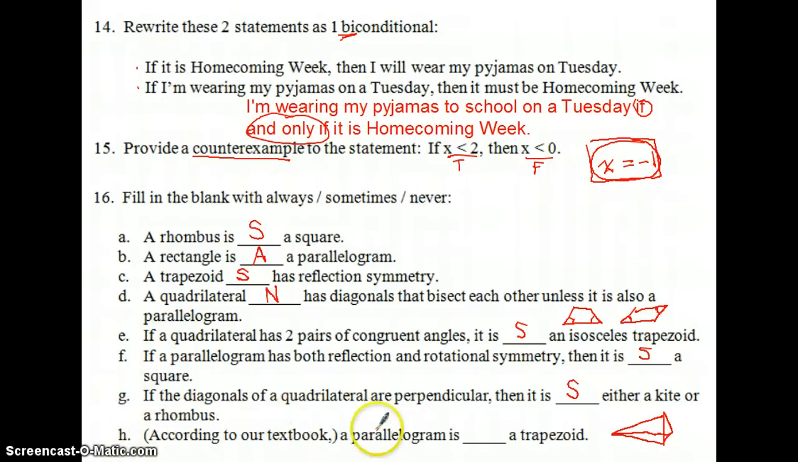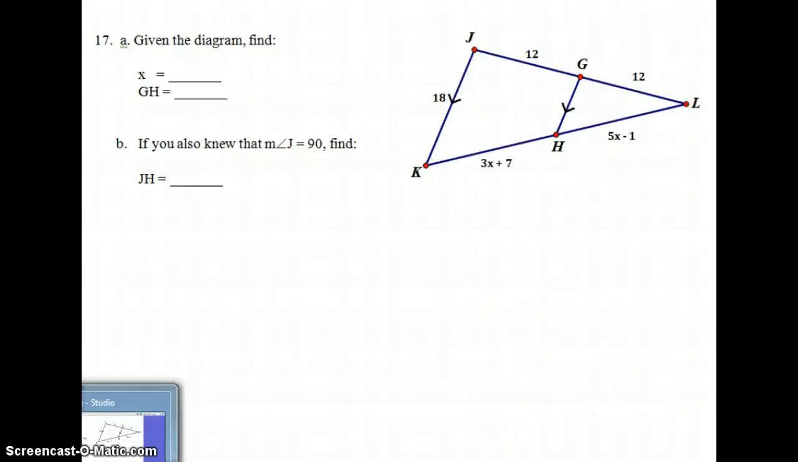According to our textbook, a parallelogram is never a trapezoid. Alright, because a trapezoid mandates that it can have only one set of parallel sides. Some books say you can have two. Our test will be in accordance with our book, of course, so don't get all upset.